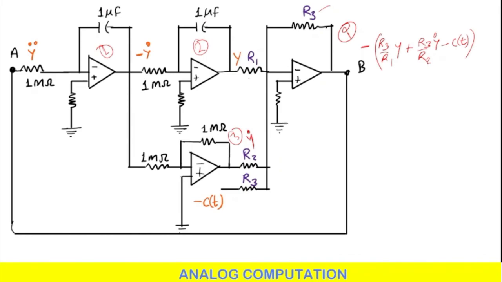Now if you run this circuit, you will get the output at y, and you can see that output on the oscilloscope. So we have basically solved the problem.